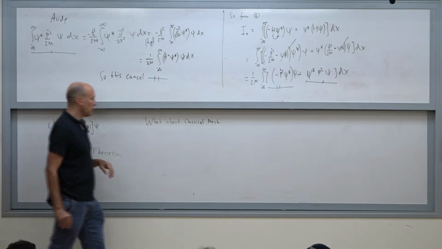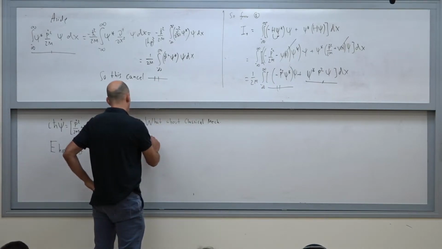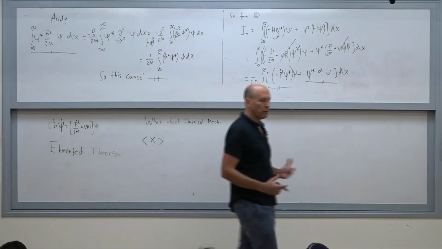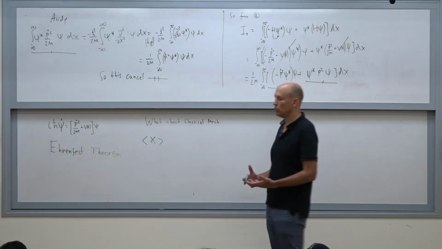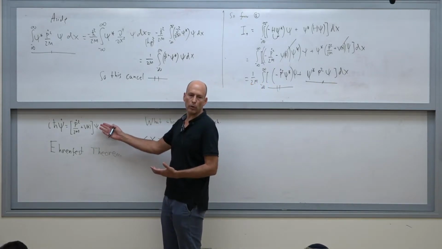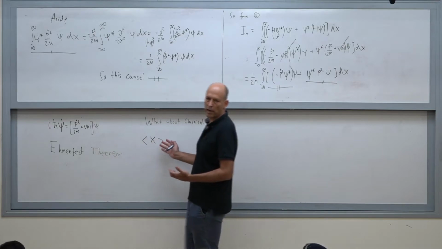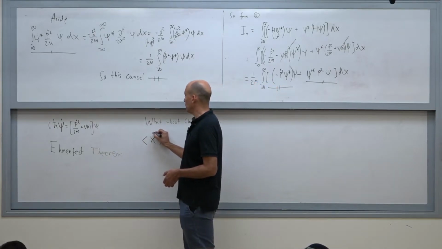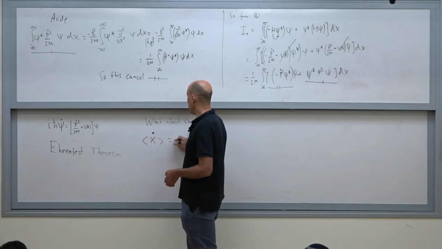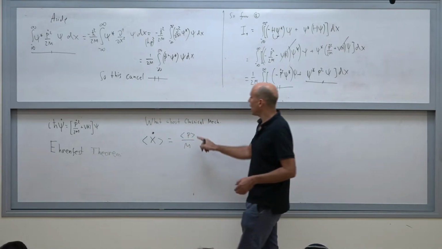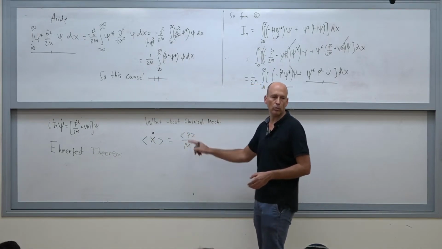The Ehrenfest theorem says the following. I can take the average of x. The average of x depends on time, and it's given by what we discussed before. If you have the wave function, you can calculate the average of x in principle. And I can take the time derivative of this. It is going to be equal to P over m, where here I'm denoting the average of momentum.